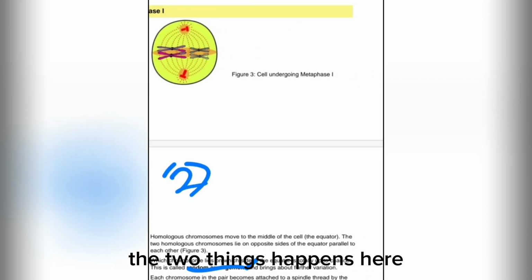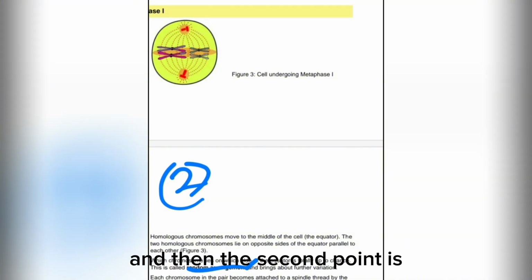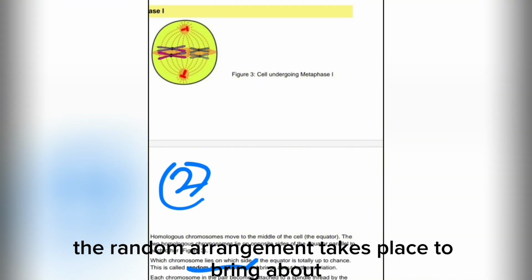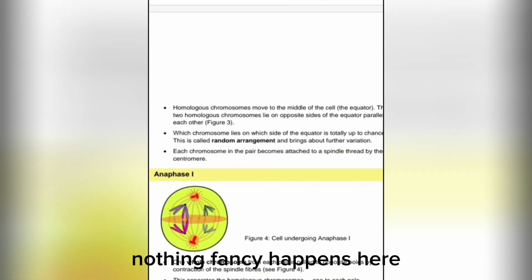So two things happen here. Homologous chromosomes align themselves at the equator, and the second point is that random arrangement takes place to bring about variation. Anaphase, nothing fancy happens here.